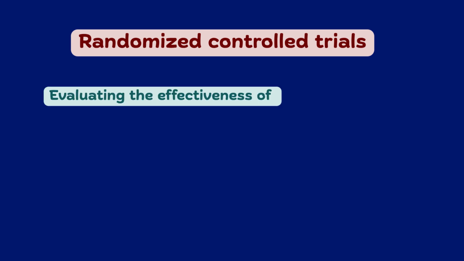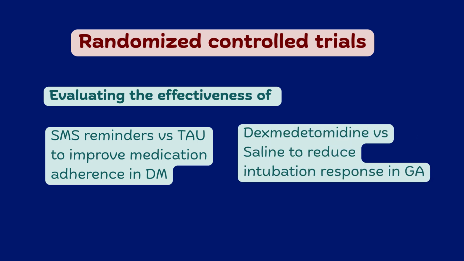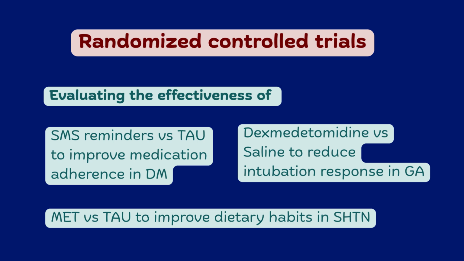Examples of randomized control trials include evaluating the effectiveness of SMS reminders versus treatment as usual in improving medication adherence in patients with diabetes mellitus, dexmedetomidine versus saline in improving intubation response in patients undergoing general anesthesia, and motivation enhancement therapy versus treatment as usual in improving the dietary habits of patients with hypertension.